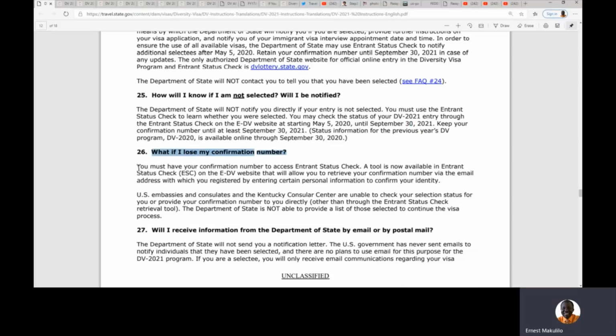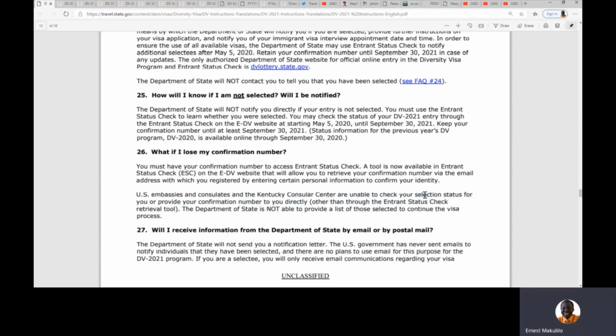What if you lose your confirmation number? You must have your confirmation number to access Entrant Check. A tool is available in Entrant Check that allows you to retrieve the confirmation number via the email address you used to register on the application. You put in the email address, your name, and the year of birth, and then they'll give you the confirmation number. U.S. embassies and consulates and KCC are unable to check your selection status for you or provide a confirmation number to you directly. So it's your responsibility.